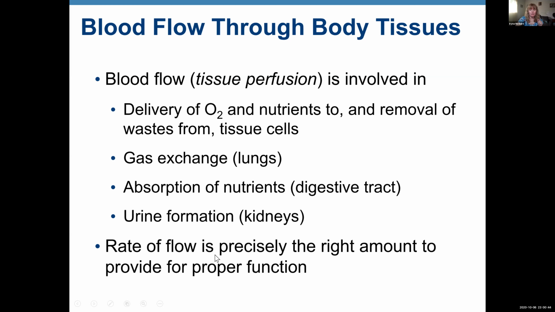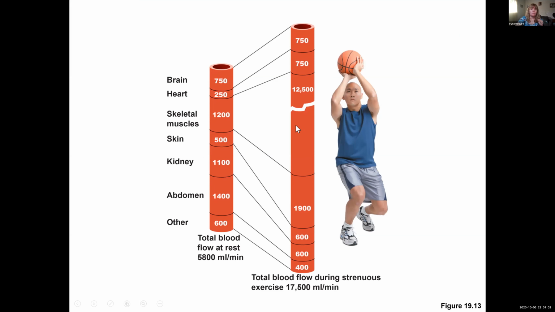The rate of flow is precisely the right amount to provide for proper function, right? So we don't want too much blood, we don't want too little blood flowing to these organs, to your tissues, to your lungs, to digestive tract, to your kidneys. We want just the right amount. And we want to regulate it, as always, as with blood pressure. We have so many mechanisms to regulate blood pressure. Now, do we want to regulate tissue perfusion?